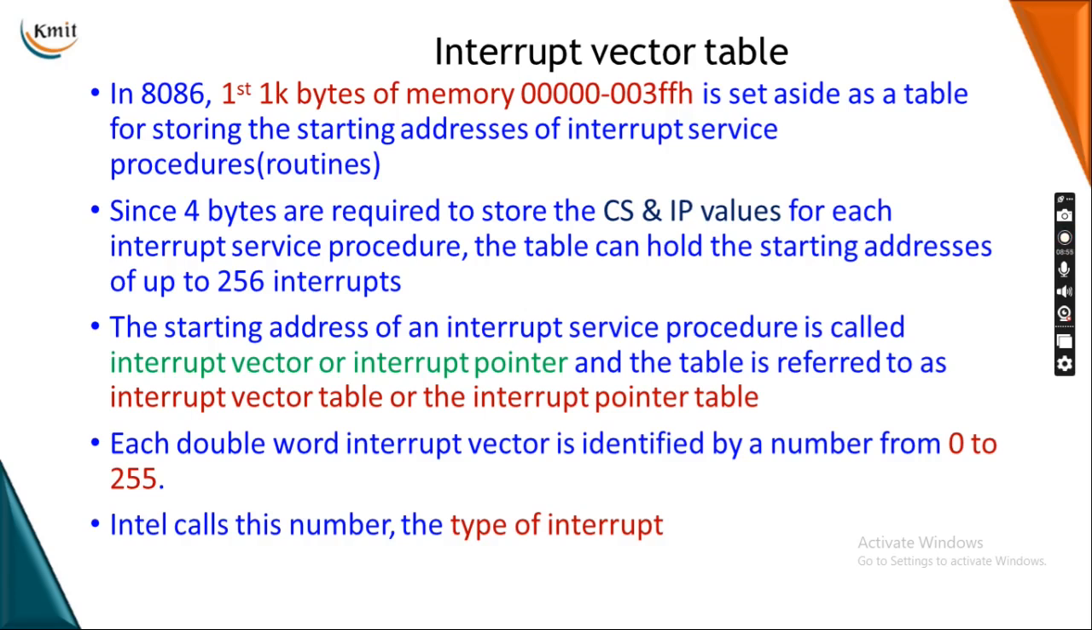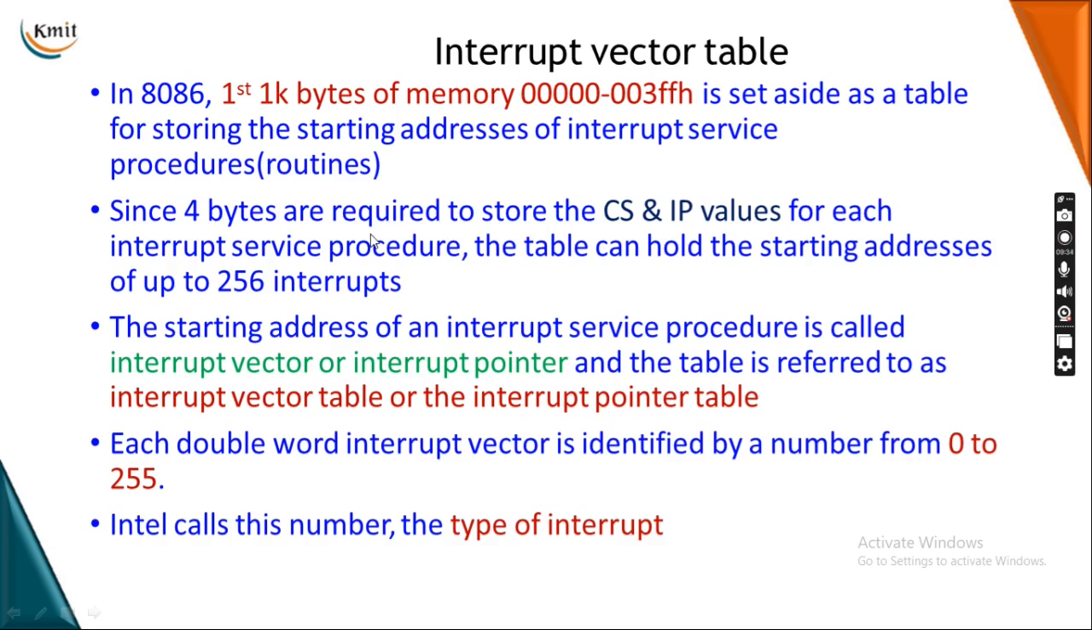Now a very important topic: the interrupt vector table. This is how interrupts are put in a table for storing the addresses of interrupt service routines. In the 8086, the first 1 kilobyte of memory, 00000H to 003FFH, is set aside as a table for storing the starting addresses of interrupt service procedures.